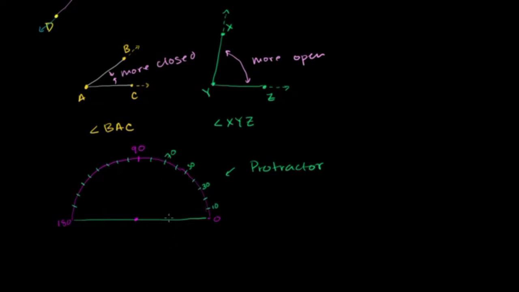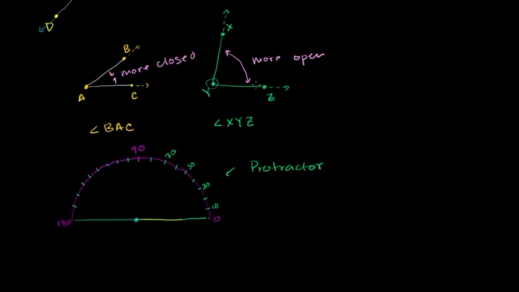And what you do for any given angle is you put one of the sides of the angle. So each of the rays of an angle are considered one of its sides. So you put the vertex of the angle at the center of this half circle, or if you're dealing with an actual protractor, at the center of that protractor, and then you put one side along the 0 mark.